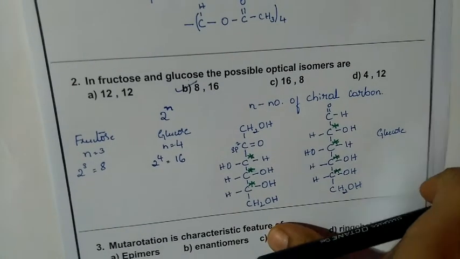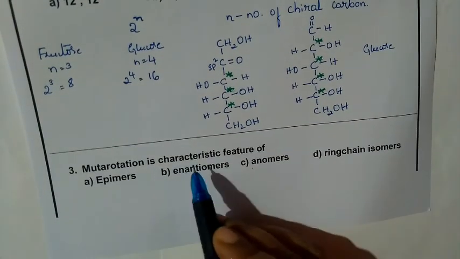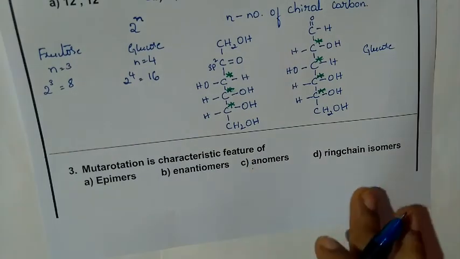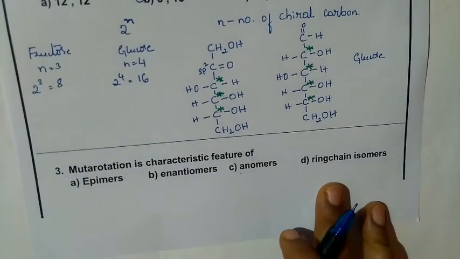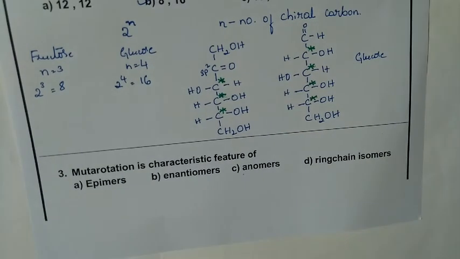Next, we have studied that concept: mutarotation is a characteristic feature of. So we have studied this one. When a glucose solution is made, and you are crystallizing that solution at different temperatures, then two different forms you are going to get. One is alpha glucose and another one is beta glucose. I hope it is clear.